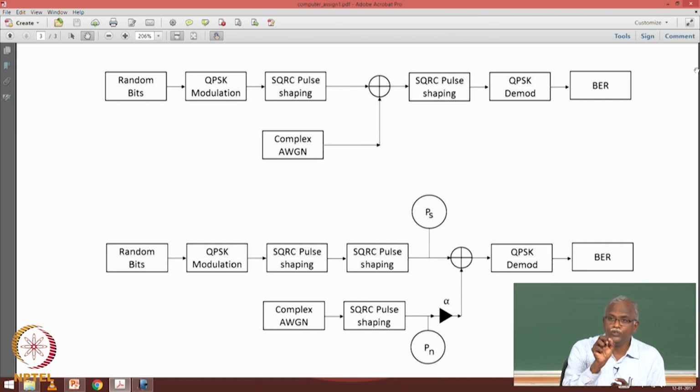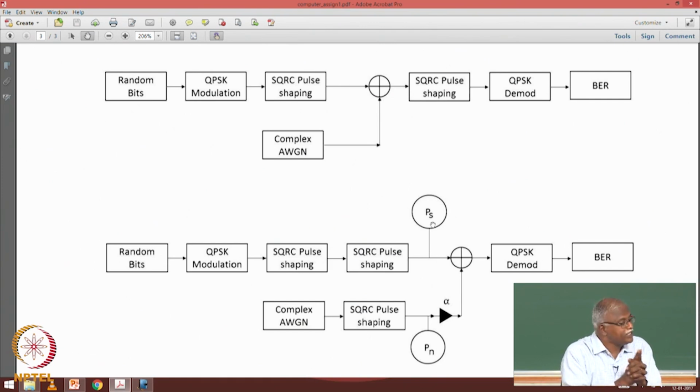What you can do is what is called carrier to noise ratio, the power. So basically you put a power meter on the signal side, you put a power meter on the noise side, and then you say, okay, this ratio is the carrier to noise ratio. That I can measure, that I can control. But now how is this linked to the Eb/N0? That's a very important question. That is one of the things that this assignment will help us understand.